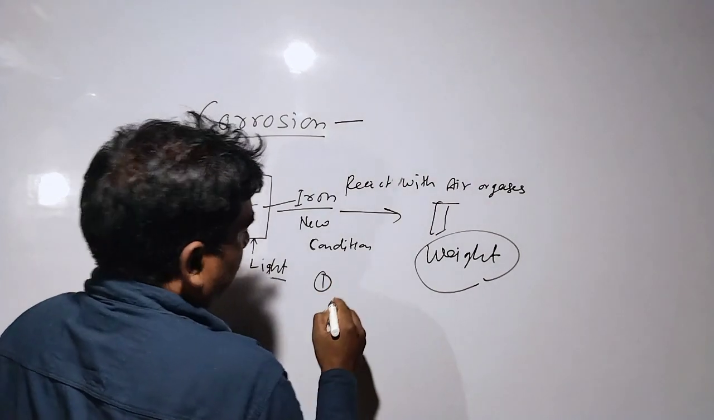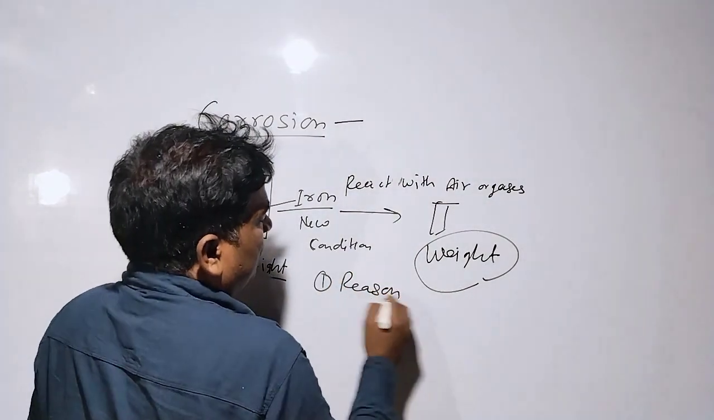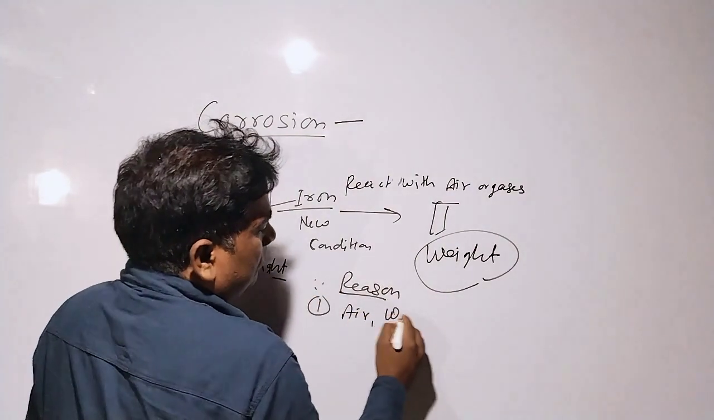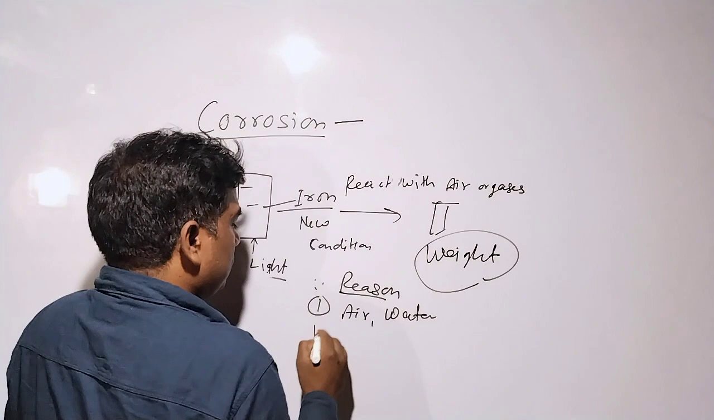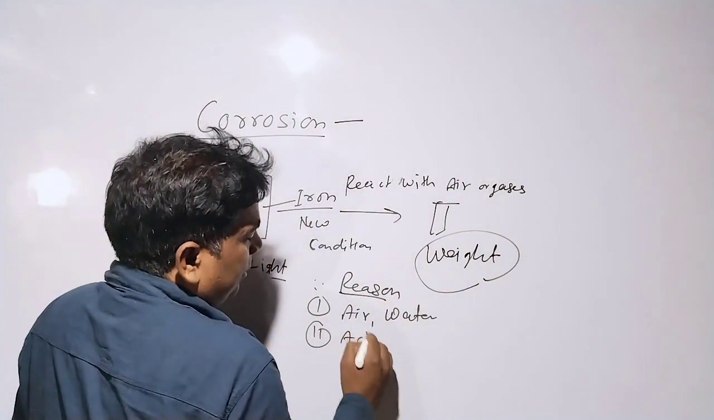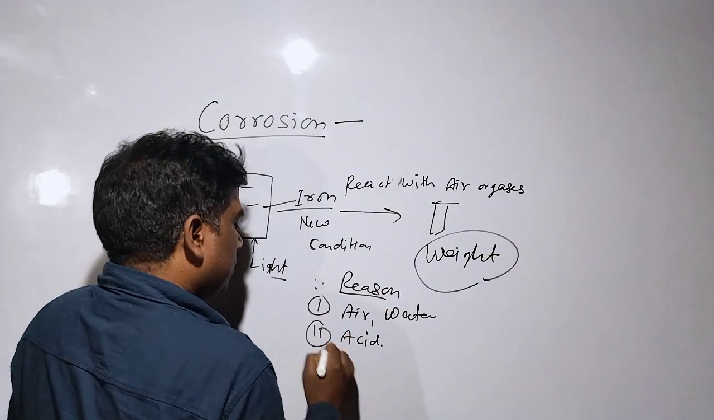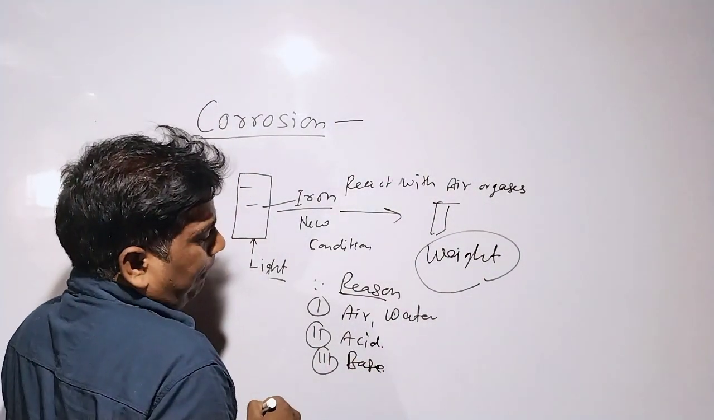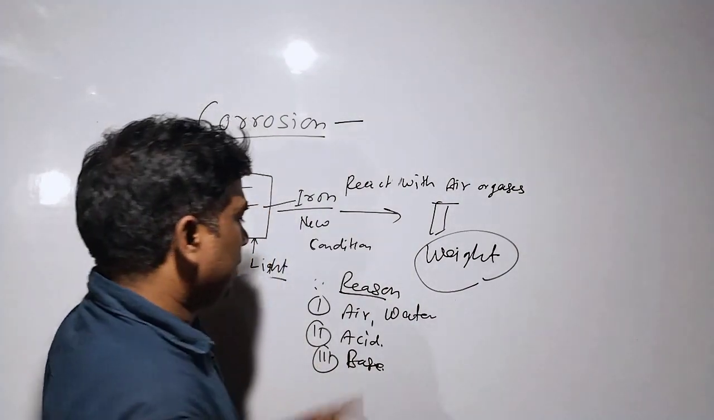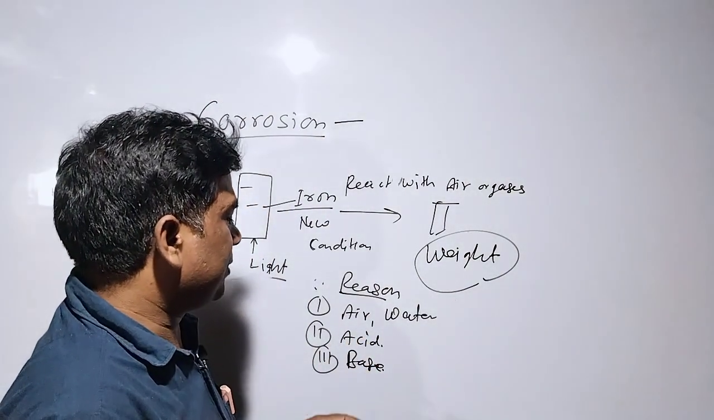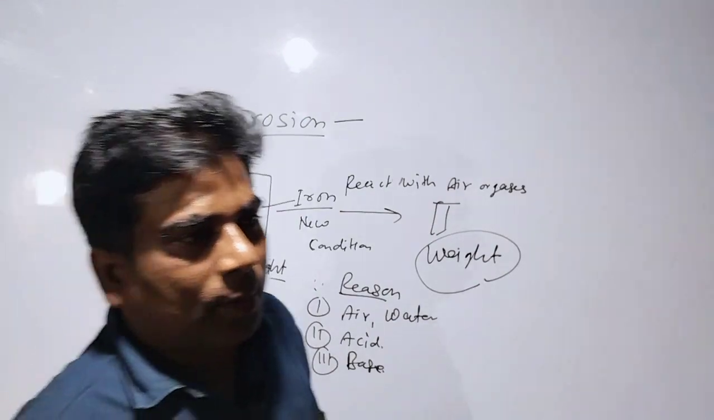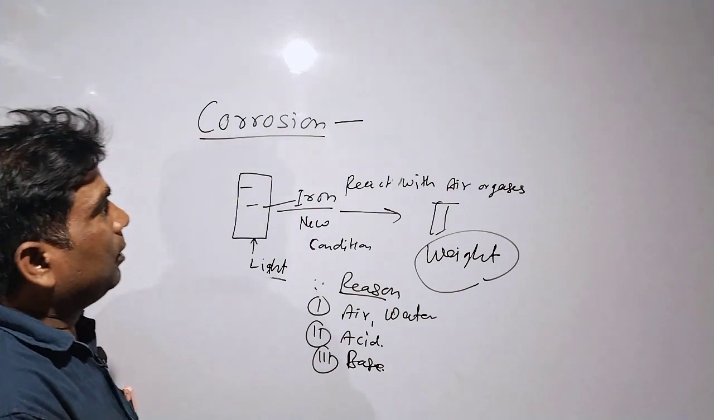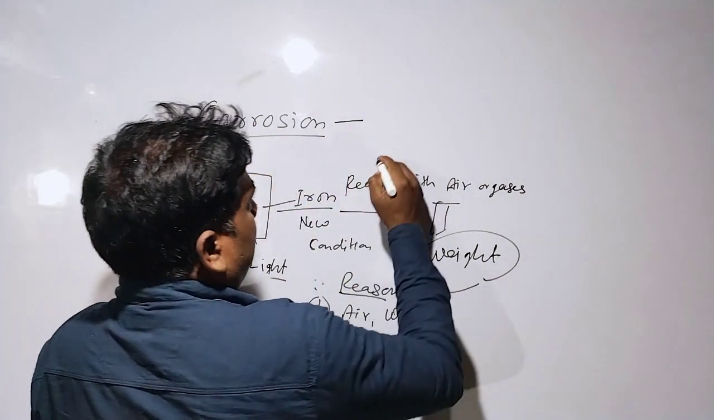The reasons for corrosion are air, water, acid, base and other gases that reach the iron parts.